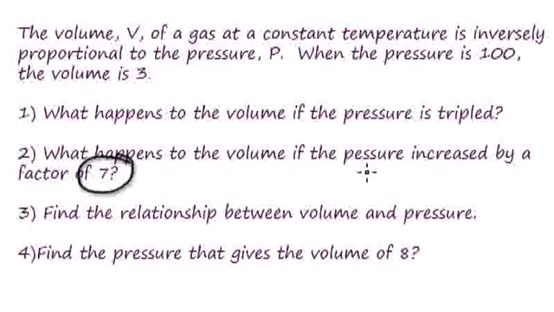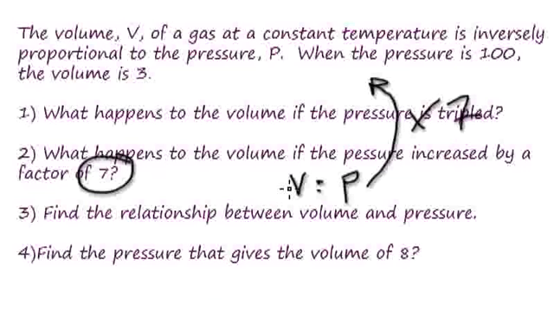Question 2 is what happens to the volume if the pressure is increased by a factor of 7? So here again, visualize this. V here, pressure here, because it's an inverse proportional relationship. What happens to the volume if the pressure is increased by sevenfold? If you're increasing the pressure by 7 times, the volume, you would need to divide by 7.